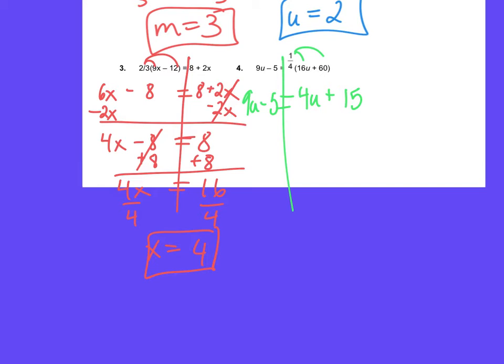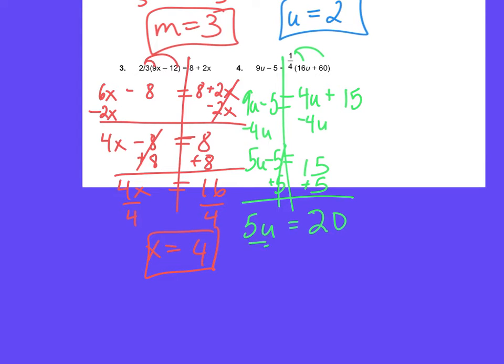Okay, not down to one variable yet. Need to subtract the smaller one over. 5u minus 5 is what I've got on the left, equals 15 on the right. Inside the house now, we know we've got to do addition because that was a negative 5. Last step, divide by 5. Okay.